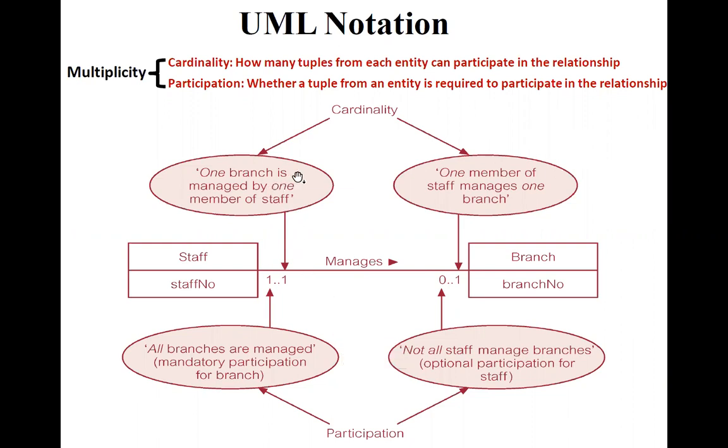Right? One branch is managed by one member of staff, and one branch can have only one manager, and one member of staff can manage just one branch. So 1 and 1 for cardinality. A staff member can be a manager for just one branch. A branch can have just one manager. The cardinality on each side is 1 and 1. So 1 and 1.